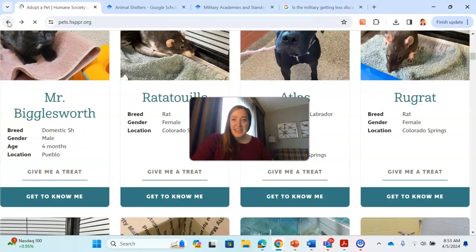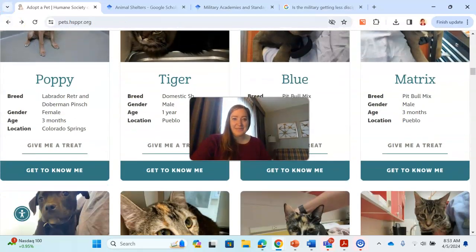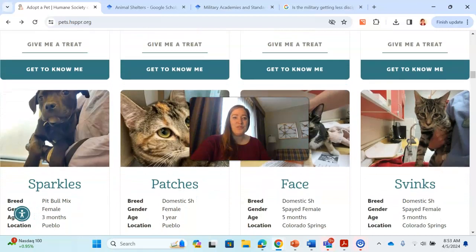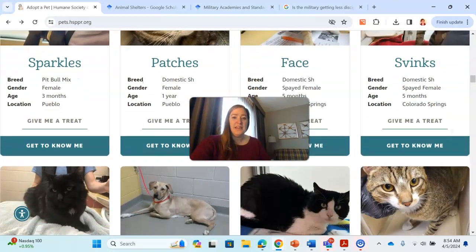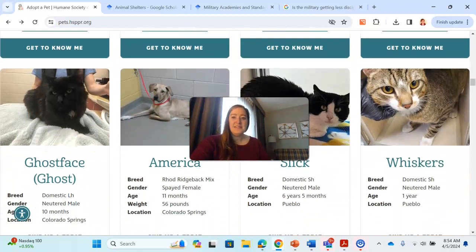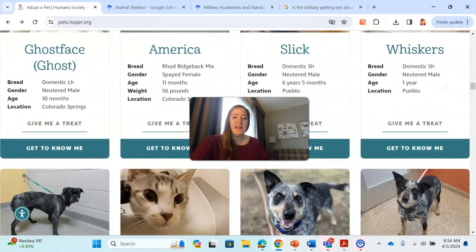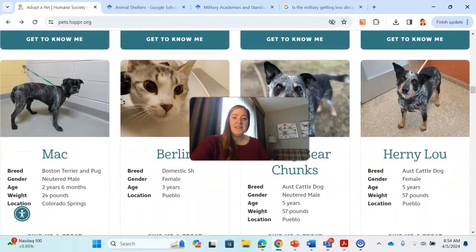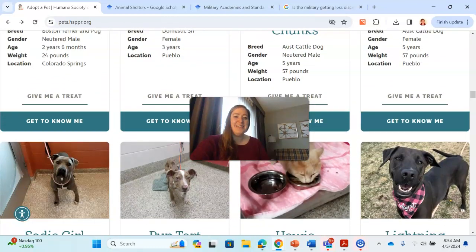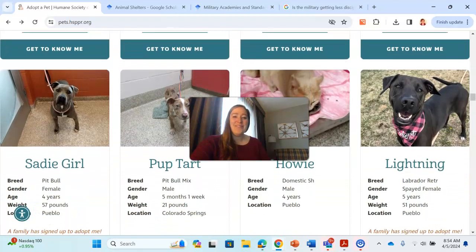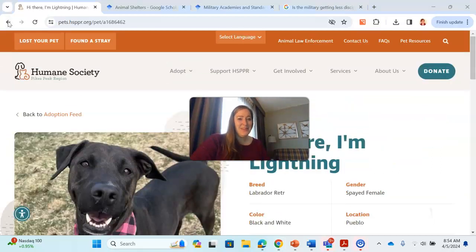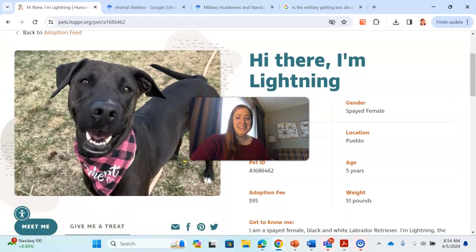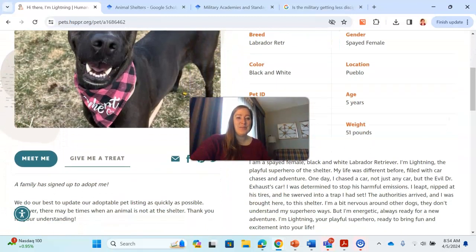In contrast, I'd like us to go find Lightning. So I'm just going to scroll through real quick so you can see Sparkles and Face and America. We're going to find, there she is. We're going to find Lightning. A family has signed up to adopt Lightning, so let's get to know her. Look at that good girl. Here's what we learn about Lightning.